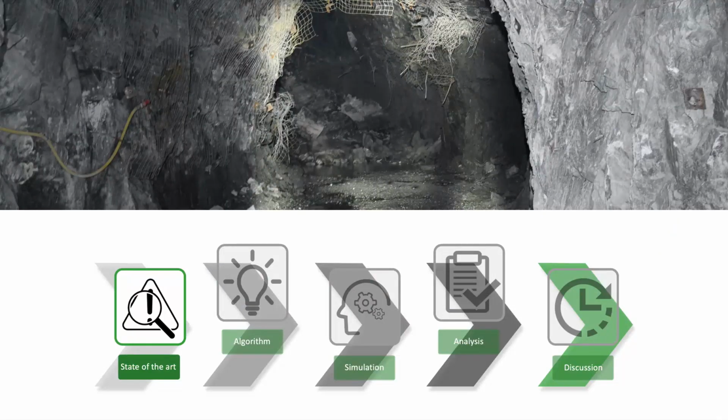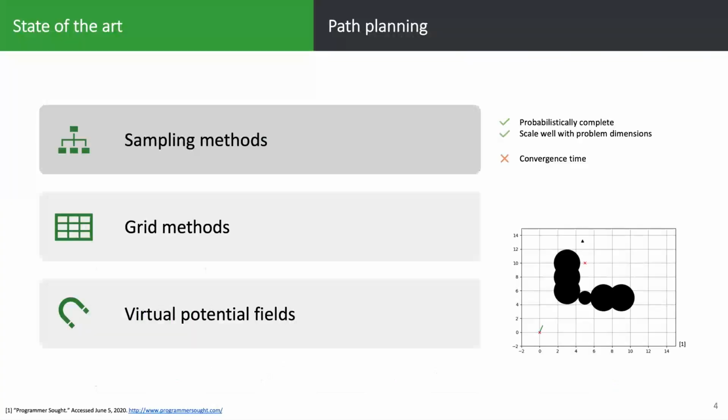Let's begin with a short review of the existing state-of-the-art path planners that are popular in those environments. I will focus here on sampling methods and more precisely rapidly exploring random trees, because grid methods like A*, for instance, do not scale well with problem dimensions, while potential fields suffer from local minima and oscillations. The only problem with RRT is really the convergence time.